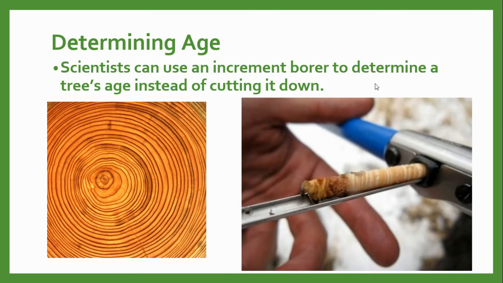So here is how they would determine the age. A scientist is going to use a borer to determine the tree's age instead of cutting it down. So if you want to see how old a tree is, you don't have to go in there and chop it off all the way. If you did, this is basically what you would see.